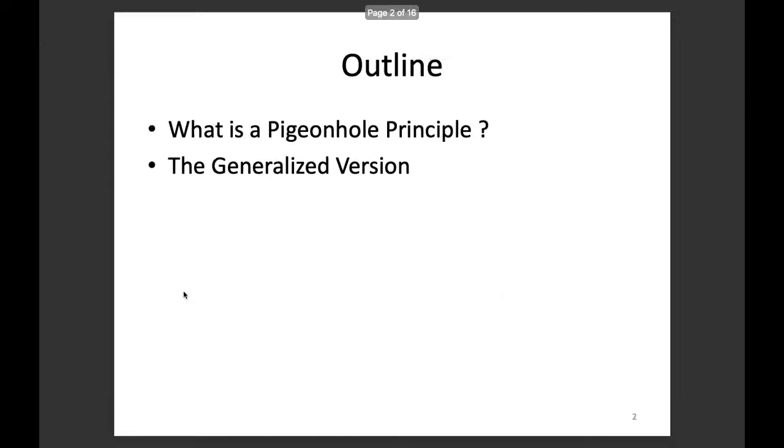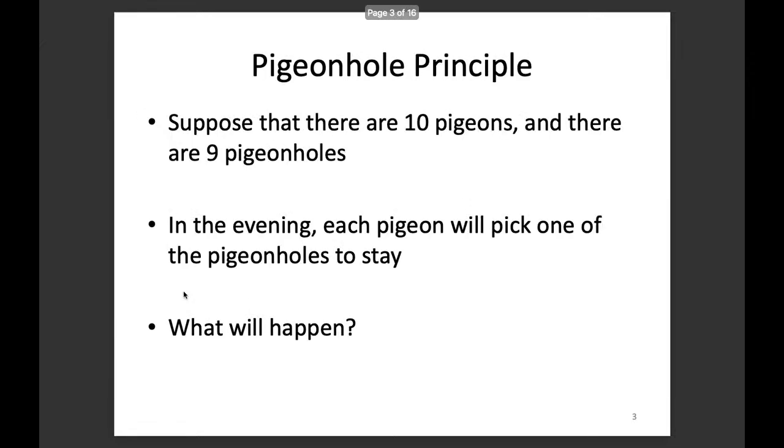So let's begin. We will talk about what is meant by the pigeonhole principle, and then we will also talk about the generalized version of this principle, and then we will also see a lot of examples. Okay, so let's begin with this one.